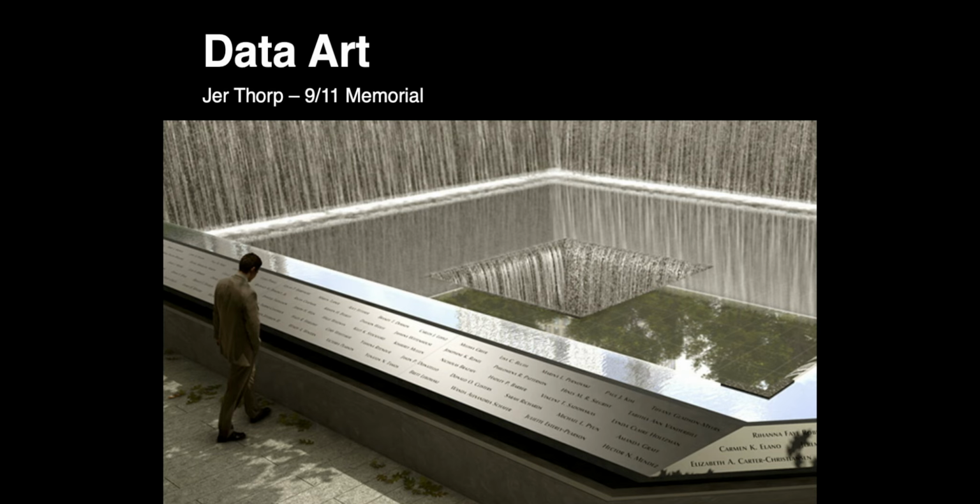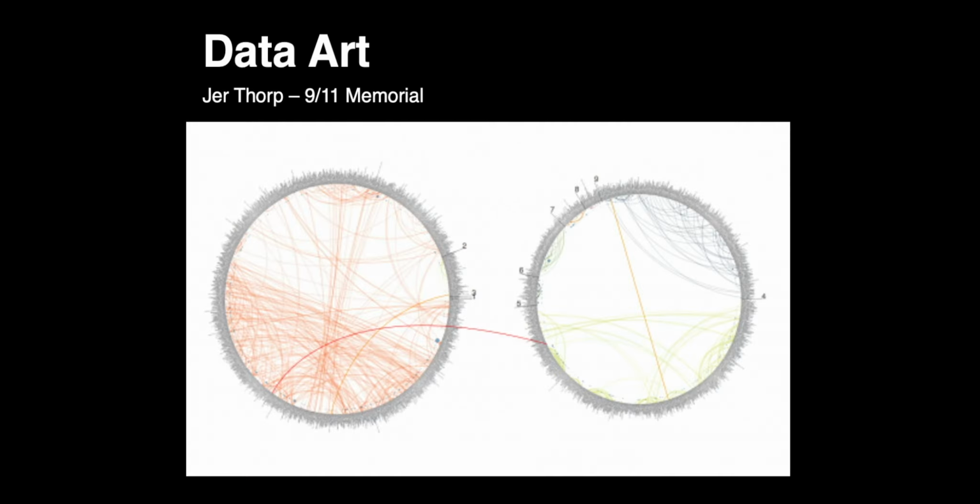This is another project by Jer Thorpe. He was actually hired to help organize the names on the 9/11 memorial. So what he did was basically design a custom piece of software using Processing to determine where all these names should be clustered and put together, based off of a data set that showed how everyone was related.